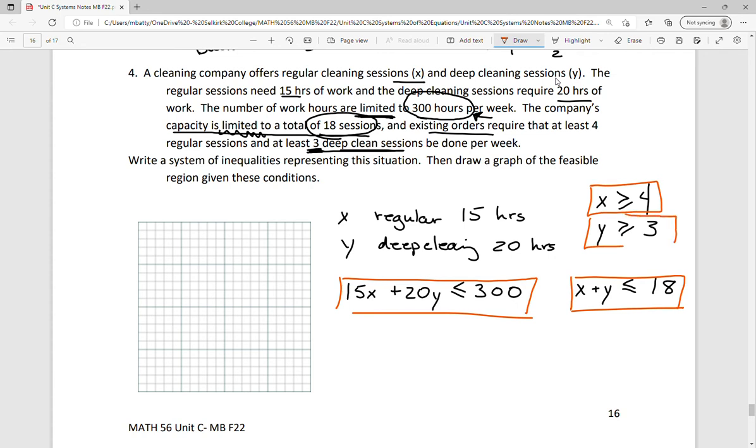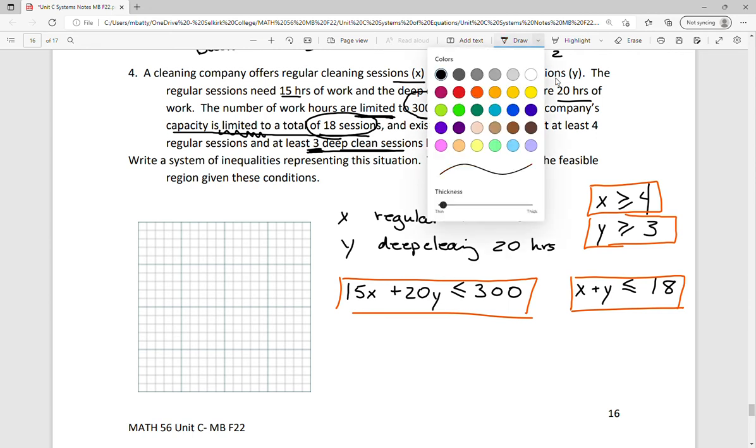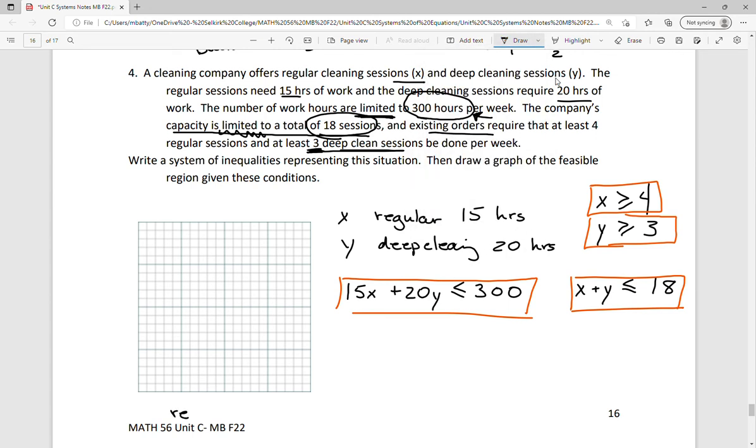So I'm going to start by turning these two specifically into mx plus b form, right? My graph is going to have regular sessions down here. So the number of regular sessions. And the number of deep clean up here.